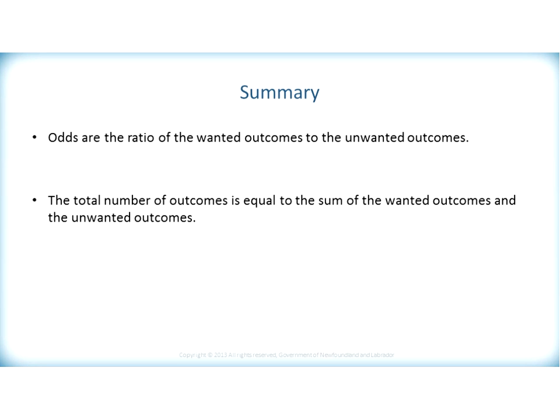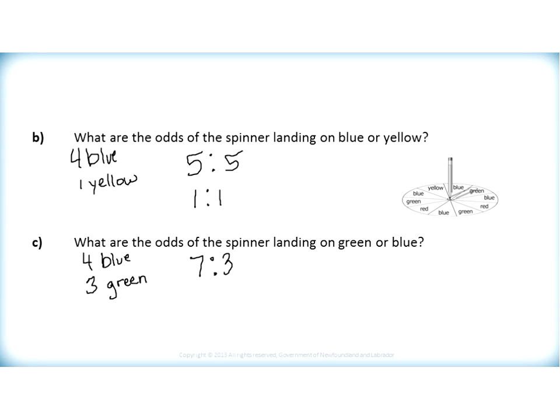So to summarize this once again, odds are the ratio of wanted outcomes to the unwanted outcomes. And the total number of outcomes overall is equal to the sum of the wanted outcomes and the unwanted outcomes put together. So once again, to remind you, when we look back at the last example, there were 5 ways to spin blue or yellow, and there are 5 ways to spin red or green. So in total, we add those numbers together, we get 10 total outcomes. And once again, in C, there were 7 ways to spin a blue or a green, but only 3 ways to spin something else. We add them together, we get a total of 10 outcomes.